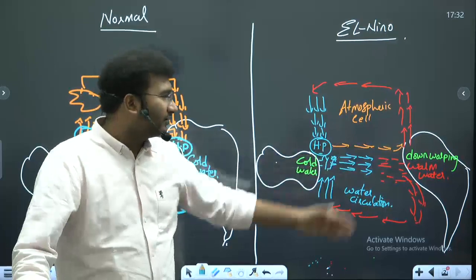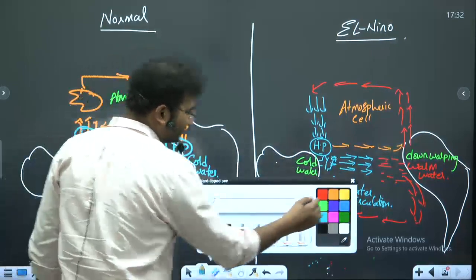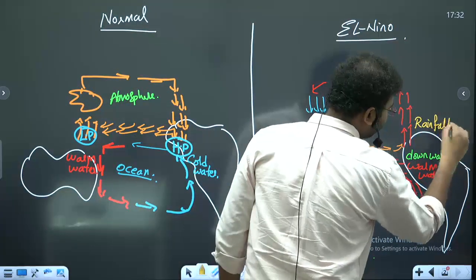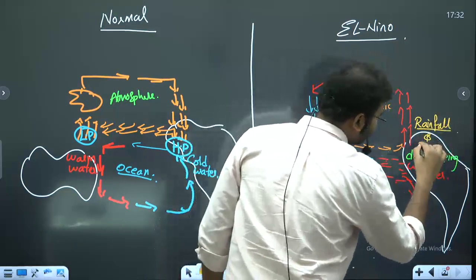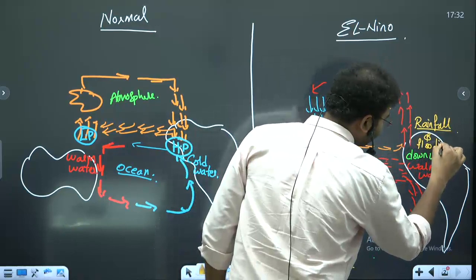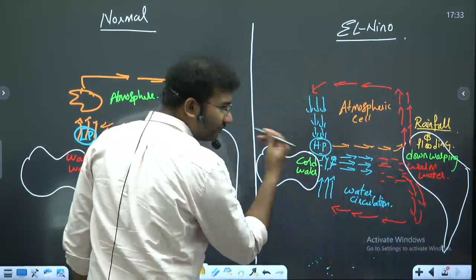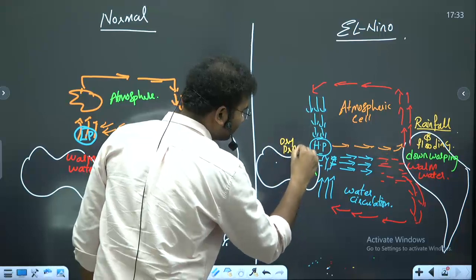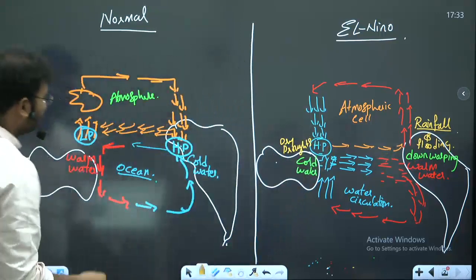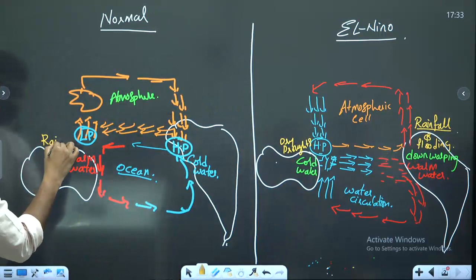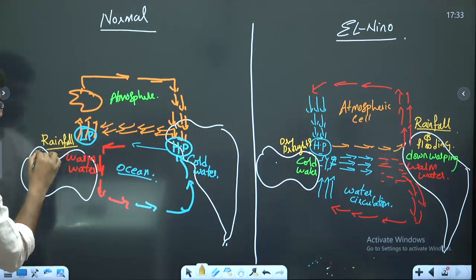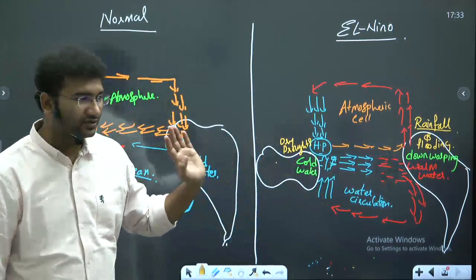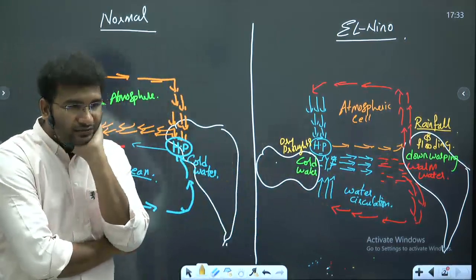Okay? That means in the El Nino times, rainfall is here and flooding. Whereas where there is cold pressure, it is dry, droughts. In normal times, rainfall is here. And Australia's east coast, they'll have good fishing grounds. Now this is the condition of El Nino.